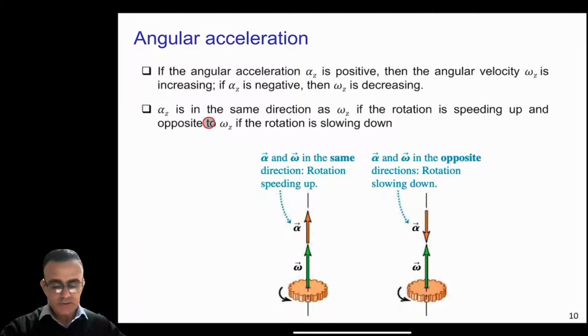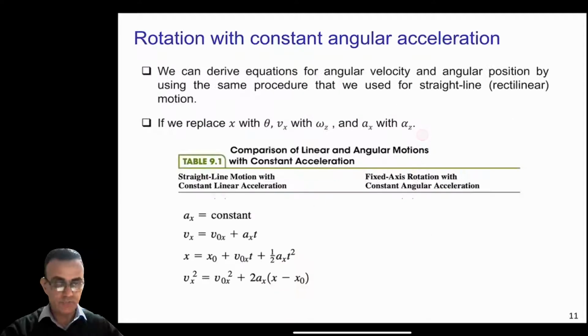Okay, so alpha z is in the same direction as omega z if rotation is speeding up, and opposite to omega z if the rotation is slowing down. Now we can derive the equations for angular velocity and angular position by using the same procedure that we use for the straight line, which is rectilinear motion. If we replace x with theta, vx with omega z, and ax with alpha z, then we can derive the equations for the angular motion.